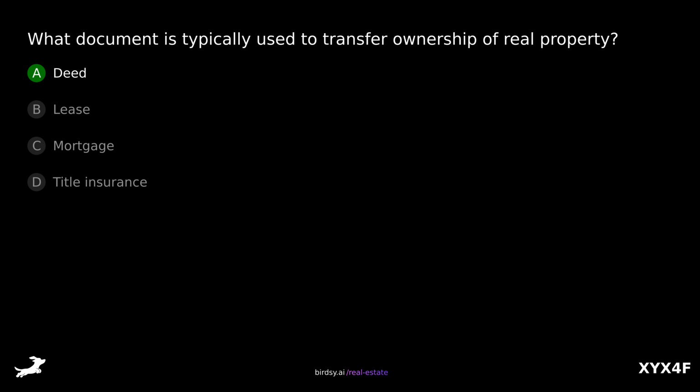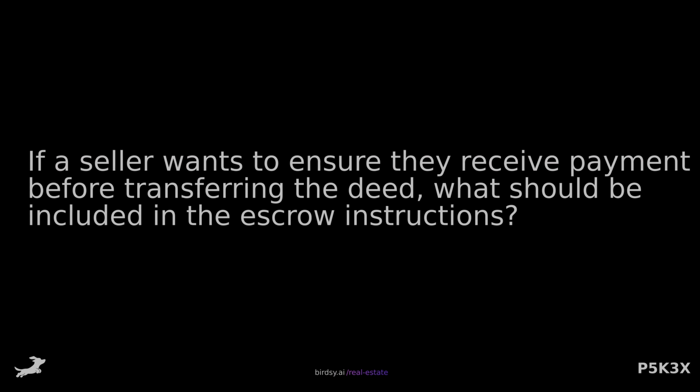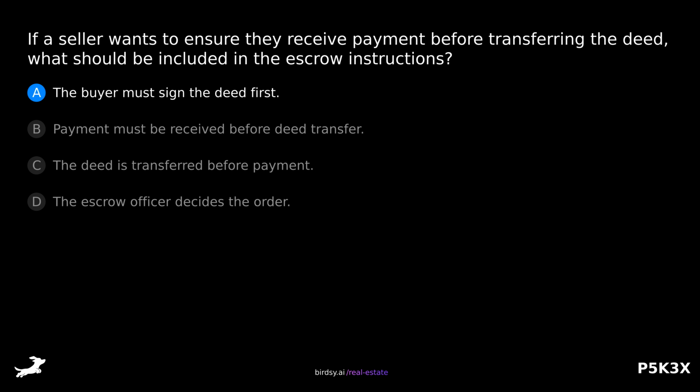The answer is A, deed. A deed is the legal document used to transfer ownership of real property from one party to another. If a seller wants to ensure they receive payment before transferring the deed, what should be included in the escrow instructions? Is it A, the buyer must sign the deed first, B, payment must be received before deed transfer, C, the deed is transferred before payment, or D, the escrow officer decides the order?